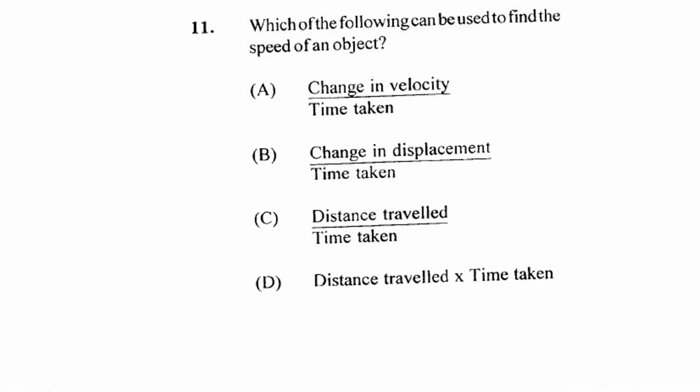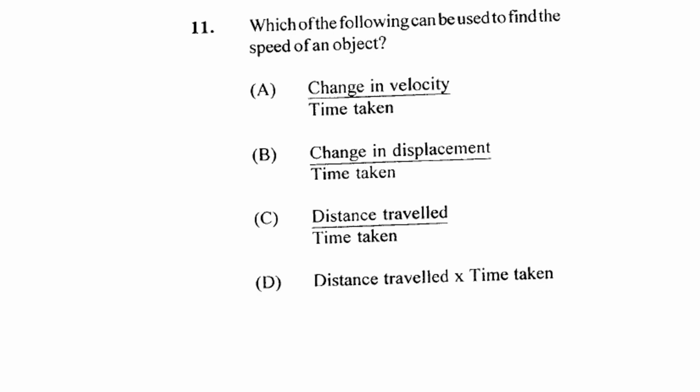Number 11. Which of the following can be used to find the speed of an object? Would it be the change in velocity over the time taken? Nope, that is acceleration. Would it be the distance traveled over the time taken? Or the change in displacement over the time taken? Those are quite similar. Which would it be?